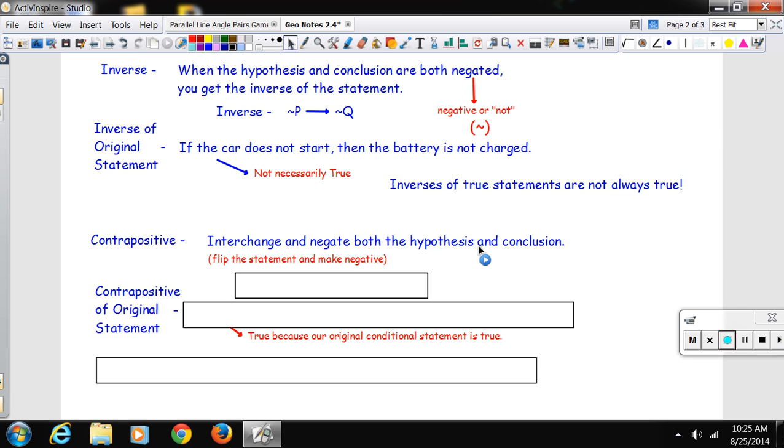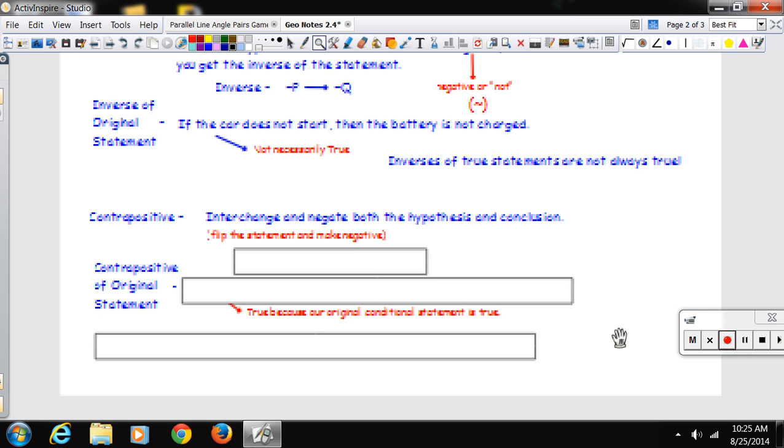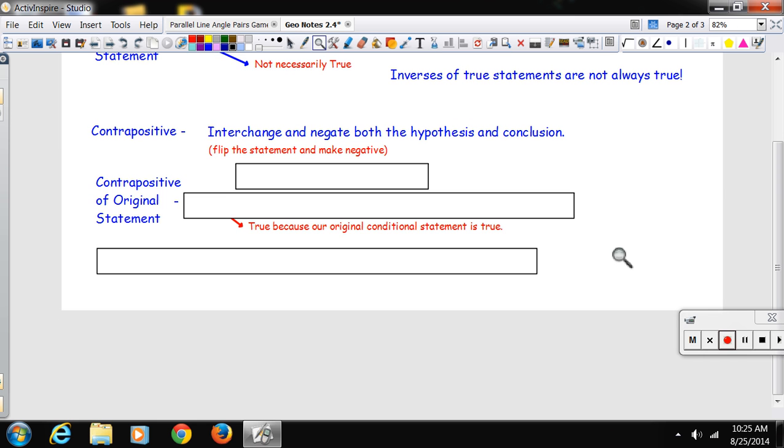You're going to interchange and negate both the hypothesis and conclusion. So you did both of them. You're kind of combining the converse and the inverse together. So you're going to flip it and you're going to make it negative. So the symbols are going to look like this. Opposite of Q to the opposite of P, or negative Q to negative P. You flipped around the P and the Q and you make them both negative.